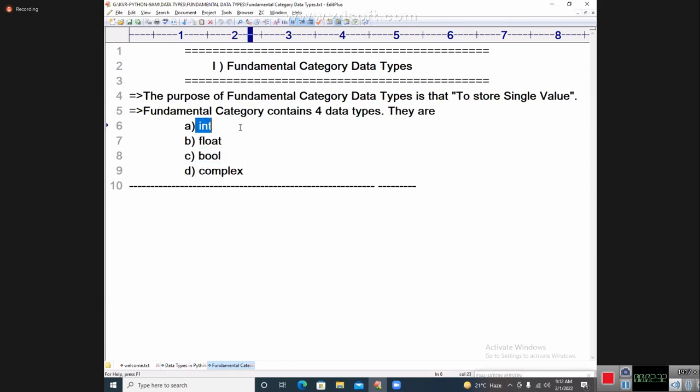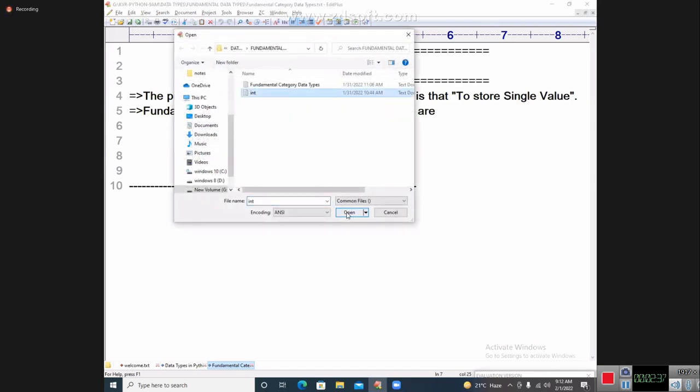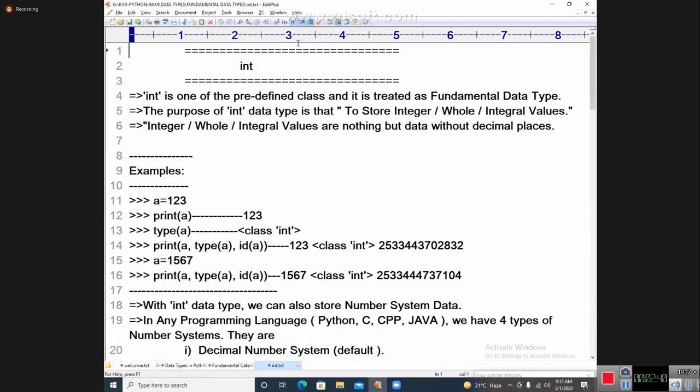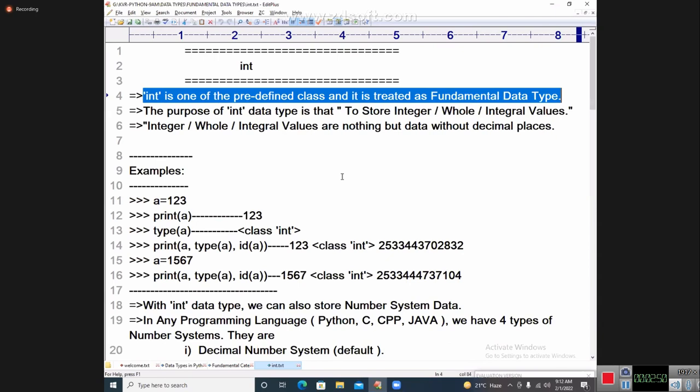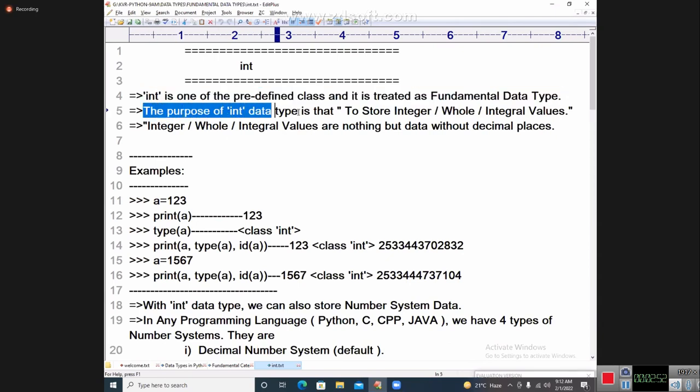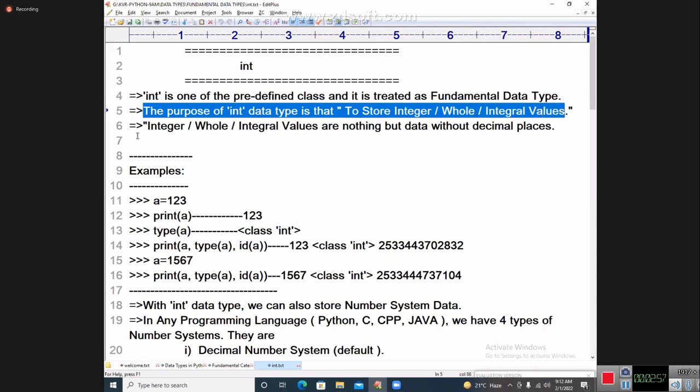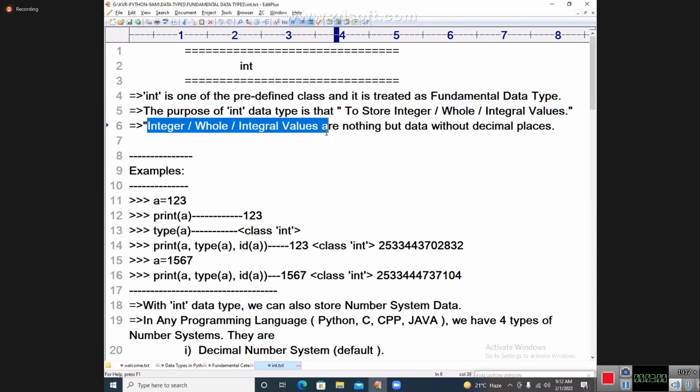We started with the int data type in the last session, and it was discussed partially. See students, int is one of the predefined classes treated as a fundamental data type. The purpose of the int data type is to store integer or whole numbers or integral values, which are nothing but data without decimal places.